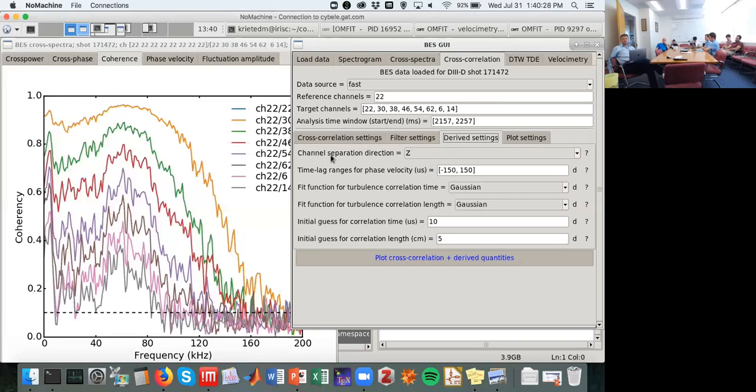The other important thing is the channel separation direction setting. If you're looking at a column of data, you have to set it equal to Z because the channels are separated in the Z direction. And if you're looking at radial correlation, so if you're picking a row of BES channels, you need to set this setting equal to R. That's basically just so the plots know which direction you're going in.